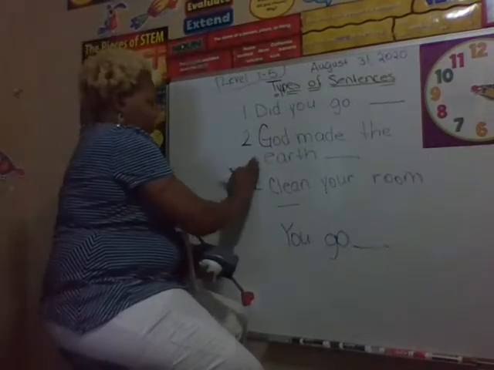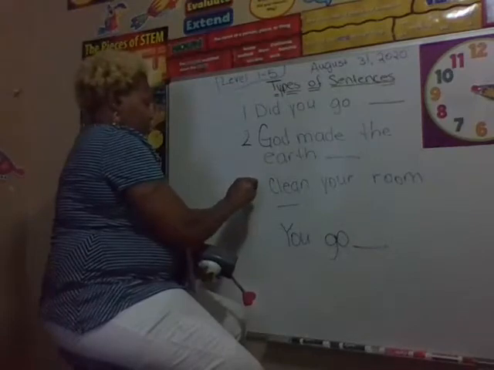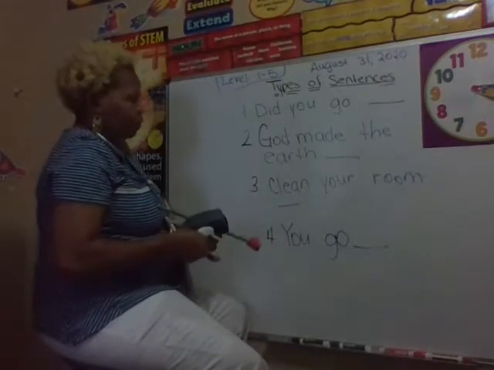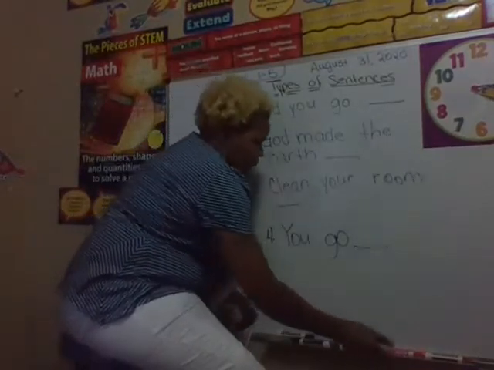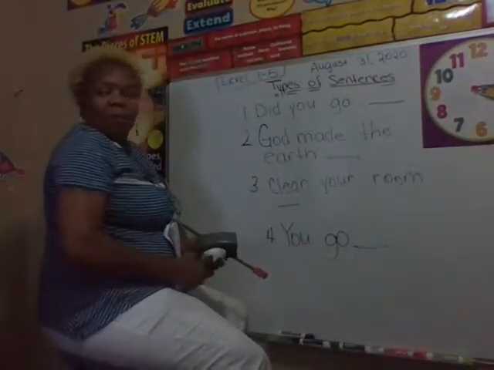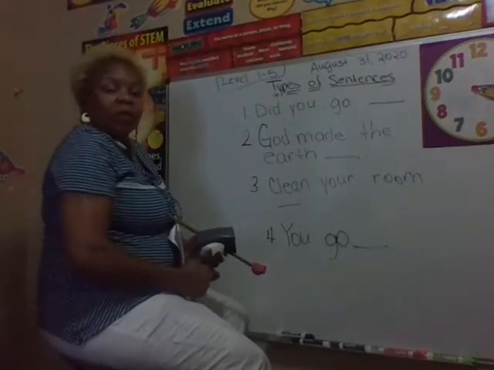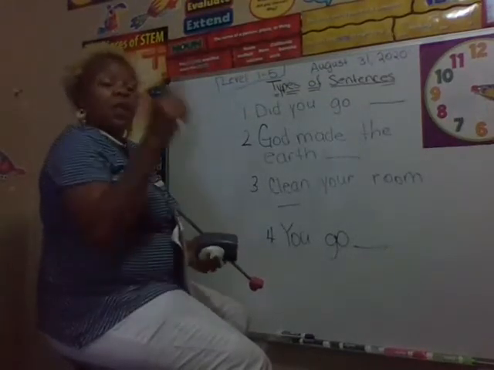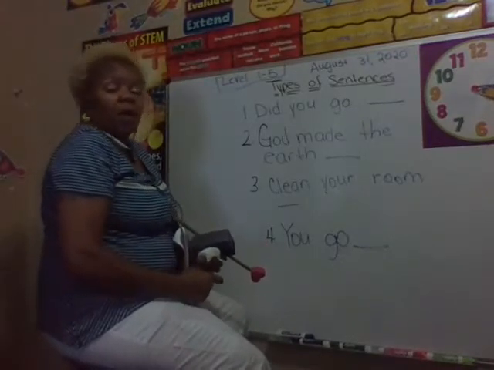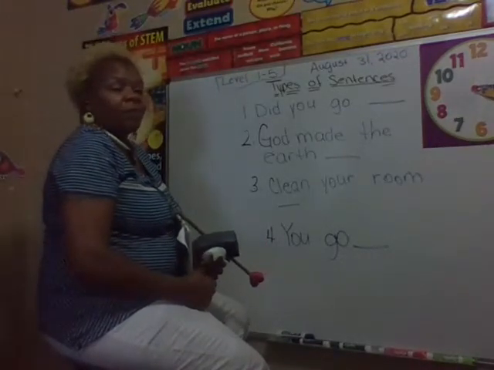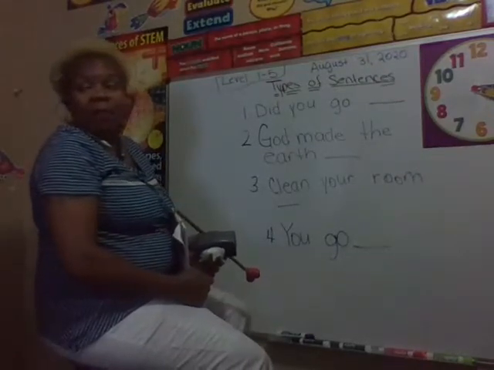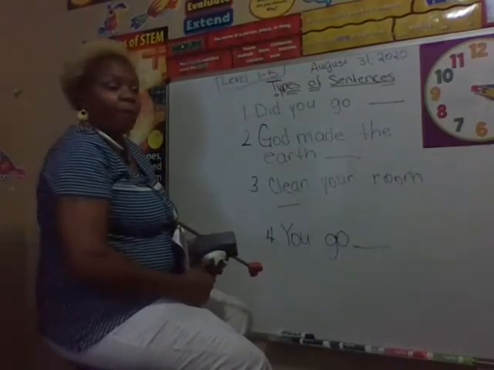Oh, actually, this is 3 and 4. Now, we're talking about the four types of sentences. Remember, we discovered that there are four types of sentences. There is declarative, imperative, interrogative, and exclamatory. And we know what type of marks they get at the end, correct?